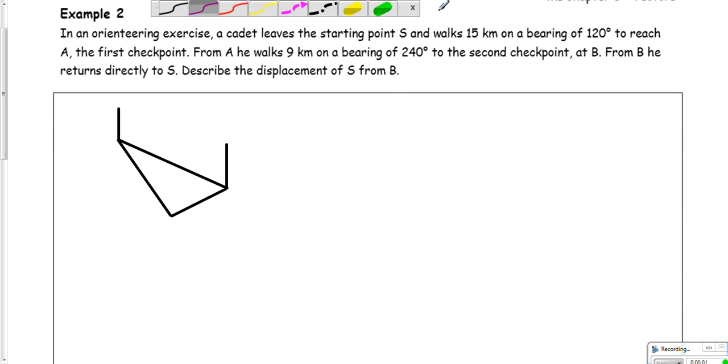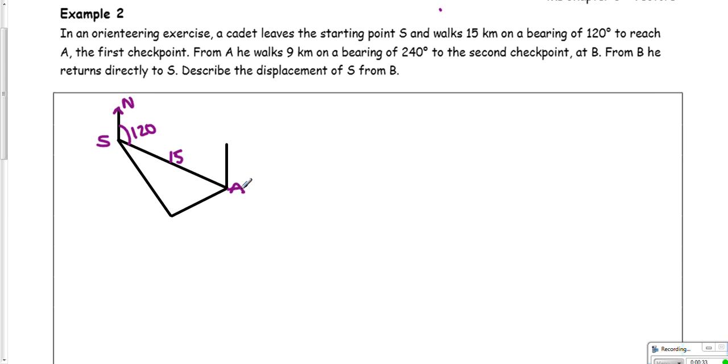N1 vectors, example 2. In an orienteering exercise, we have a cadet who leaves a starting point S. I've done a diagram over here. Starting point S and walks 15 kilometres on a bearing of 120 degrees. Now, this is my north line up to the top there, and 120, think about the size of it, 90 degrees would be east, so 120 is just a little bit further than that. So that's 120, and she walks 15 kilometres along there until she reaches A, which is the first checkpoint.